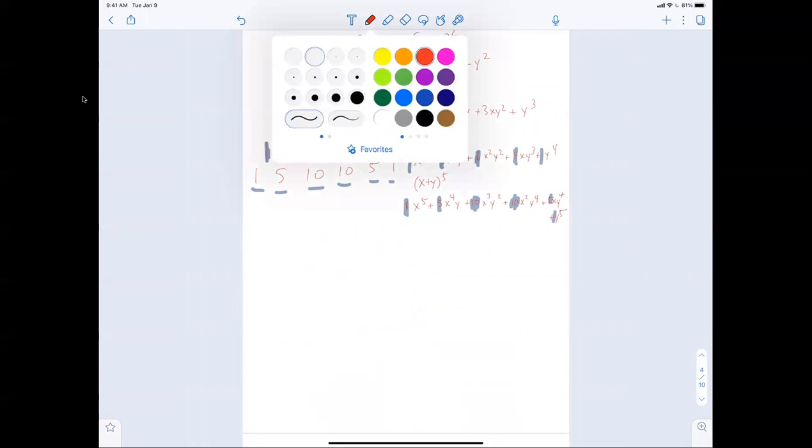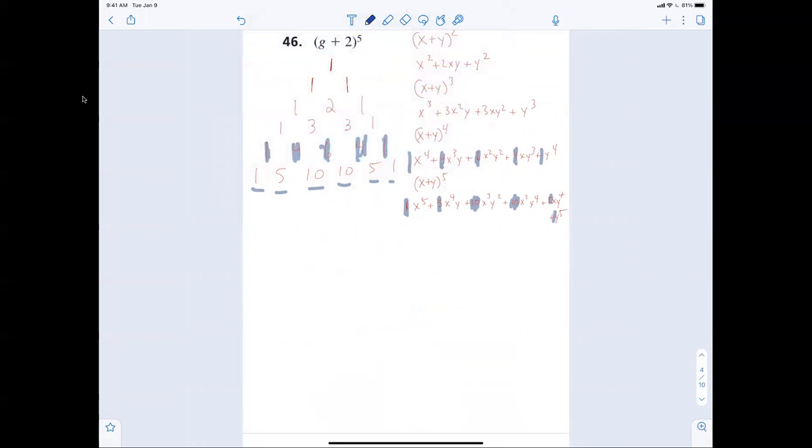This was helpful for me because I couldn't remember what goes to what. So this number here is the square term. This number is the what? Cubed, the fourth, and the fifth. So that's how you can kind of remember that. The second number is the power that you're dealing with. Hopefully that makes sense. So now we're going to do g plus 2 to the fifth.